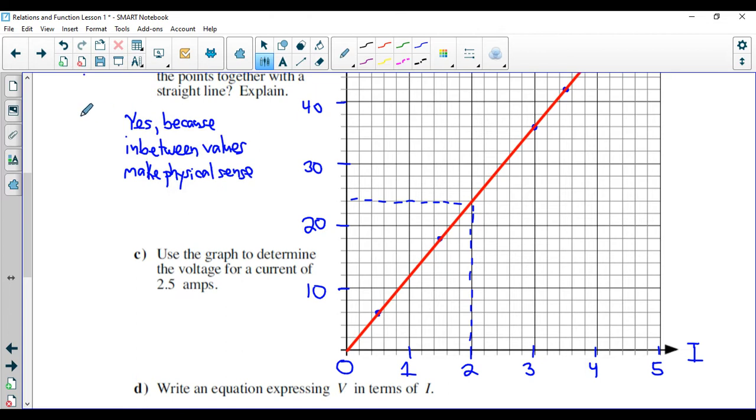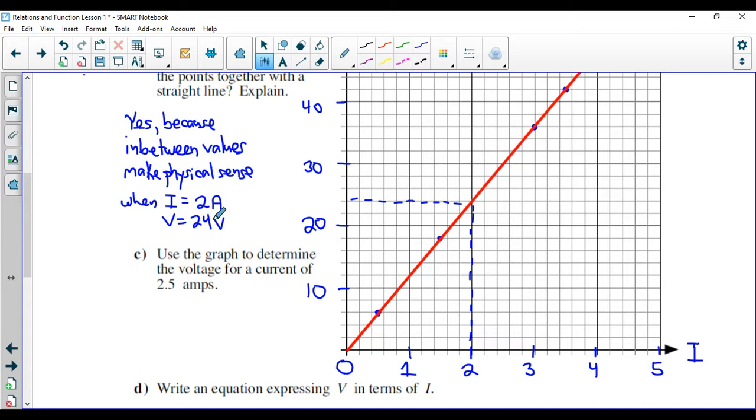And the example I used here was when your current is equal to 2 amps. I'll abbreviate amps with a capital A. Your voltage was 24 volts. So yes, an in-between number does make sense. Therefore, you can draw a solid line.